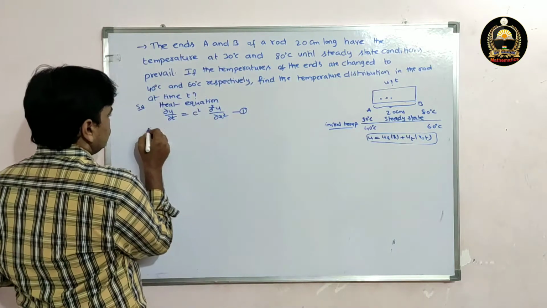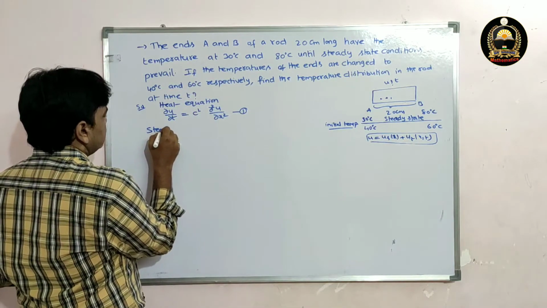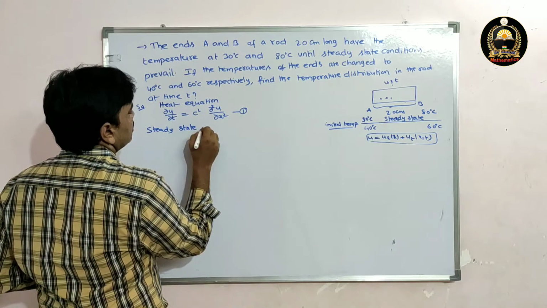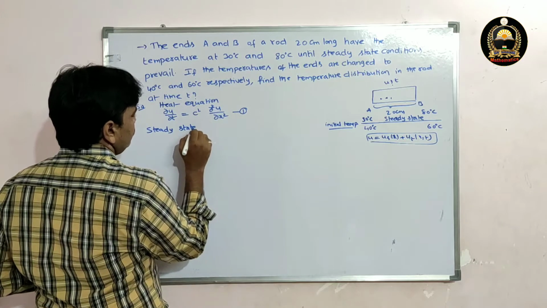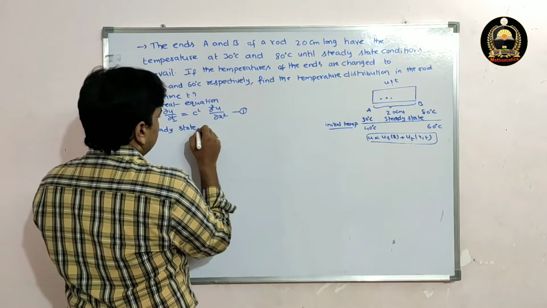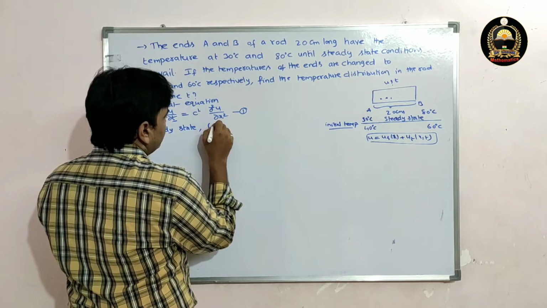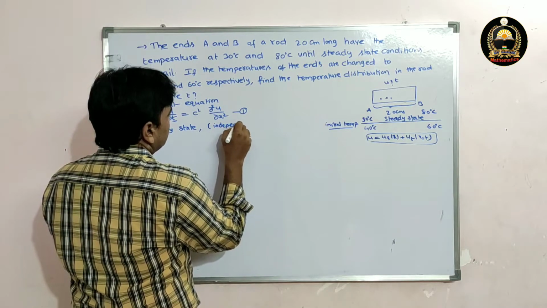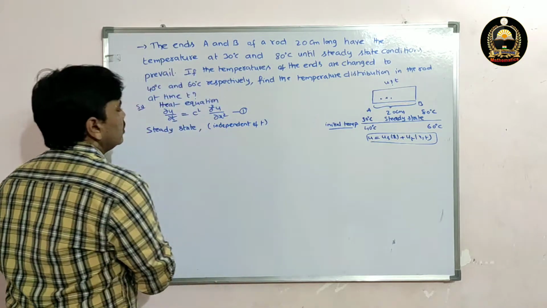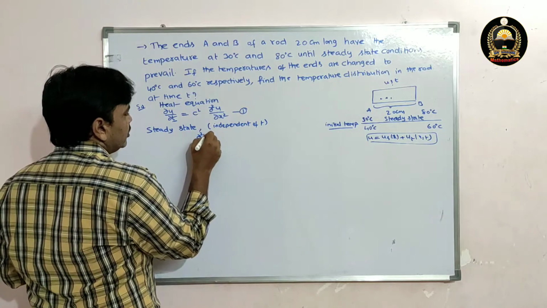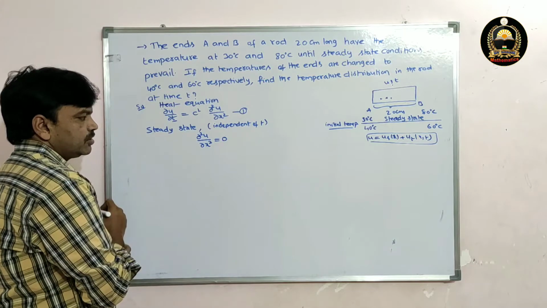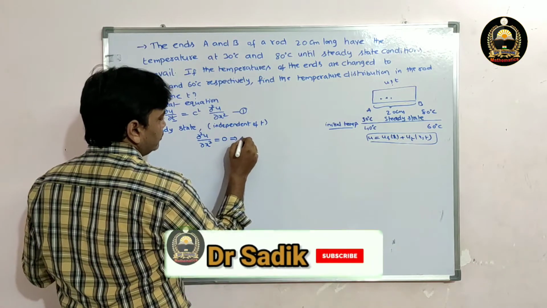Now initially the temperatures are 30 degrees centigrade and 80 degrees centigrade. So, for the steady state solution, I want to write here steady state. When it is steady state, it is independent of time, students. So we get dou square u by dou x square is equal to 0, students.